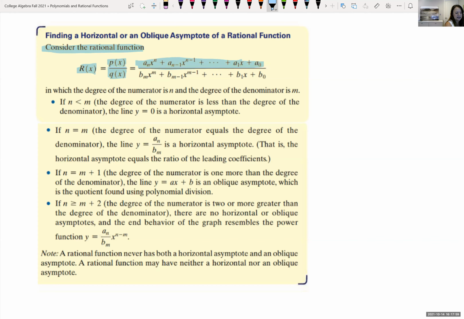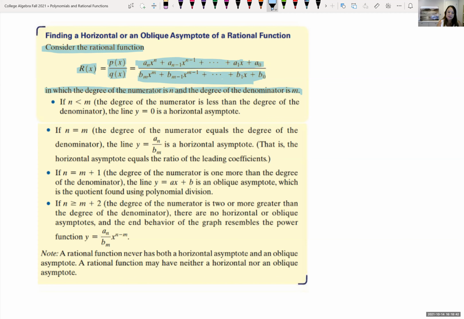So a sub n, x to the n, plus a sub n minus 1 times x to the n minus 1, ... plus a sub 1, x to the 1, plus a sub 0, all over, and then we just rewrote this as a separate polynomial function. So we used m instead of n, and we used b instead of a to be our coefficients. So consider this rational function r of x, in which the degree of the numerator is n and the degree of the denominator is m. So the highest exponent in the numerator is n and the highest exponent in the denominator is m.